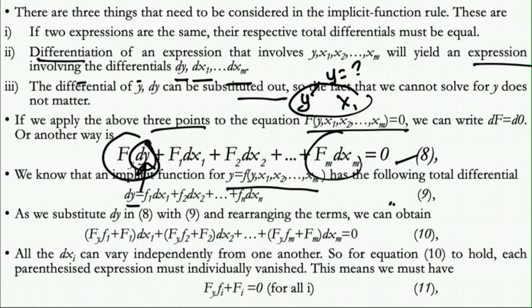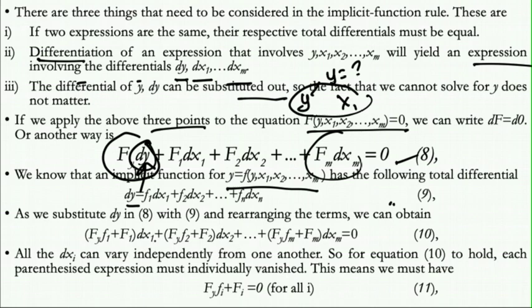Now, all the dxi, when I say all the dxi, refers to what? dx1, dx2, dx3 until dxm. So i refers to numbers 1, 2, 3 until m. So all the dxi can vary independently from one another. So if x1 changes, it doesn't mean that x2 needs to change also.